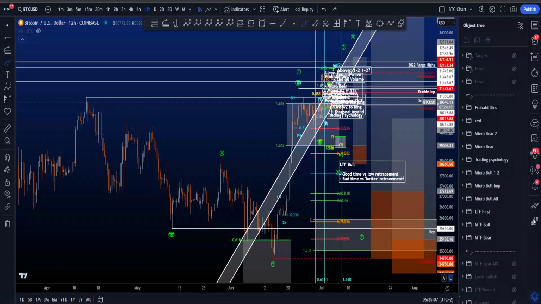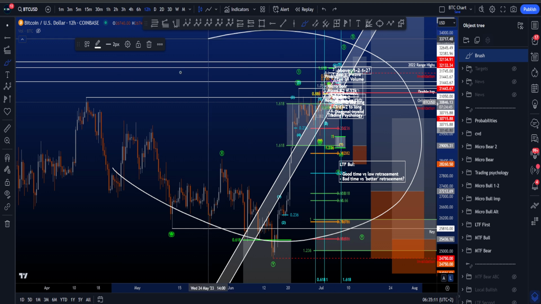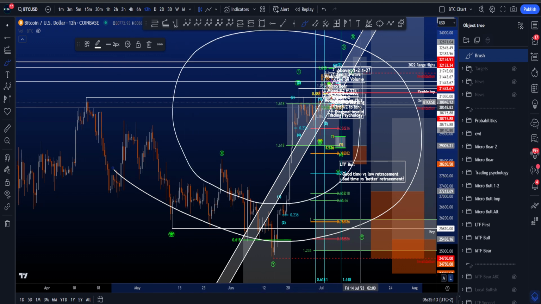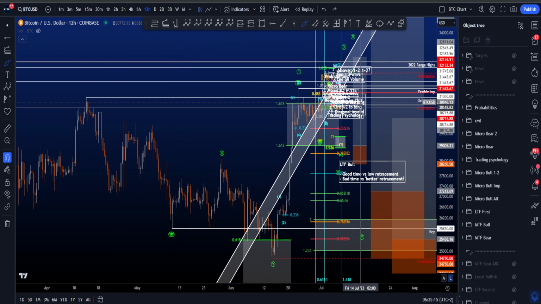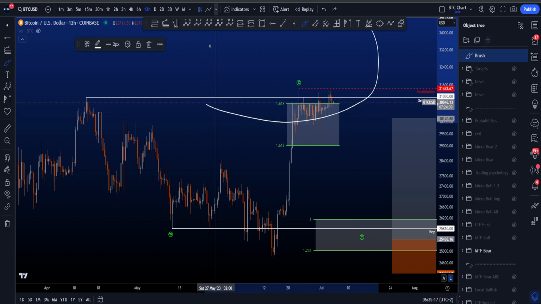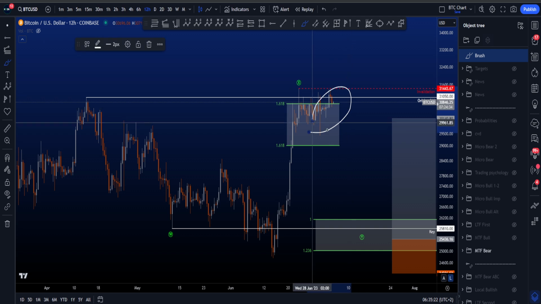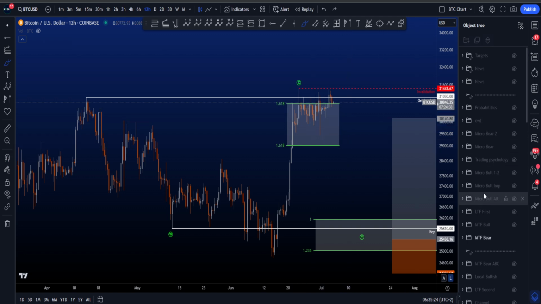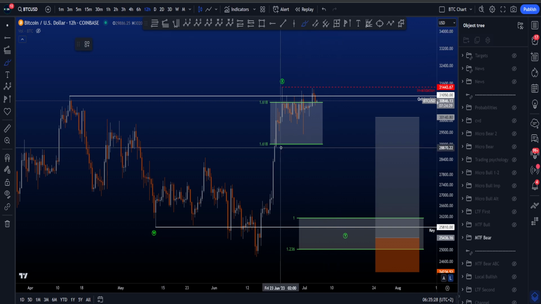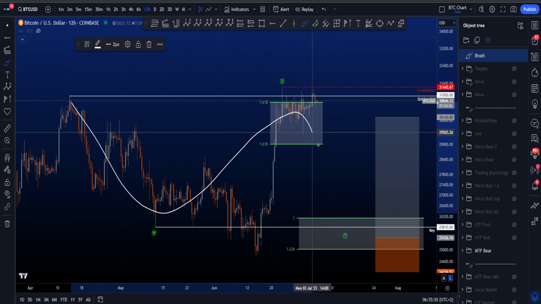Hi everyone, let's go over my medium time frame, low time frame and micro bullish and bearish Elliott Wave scenarios on Bitcoin and the probabilities of the different scenarios, starting with the medium time frame and low time frame scenarios, just to give you perspective of where we are on the micro when we're going to jump into that section later in this video.